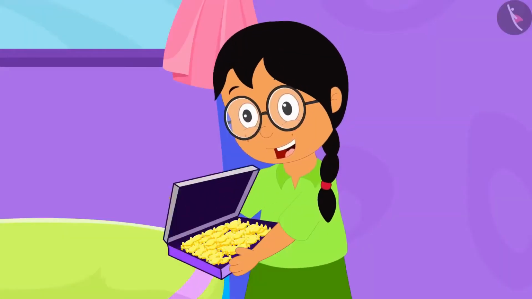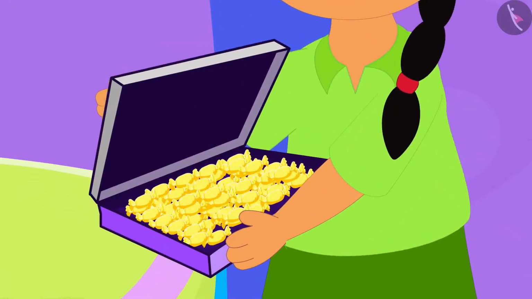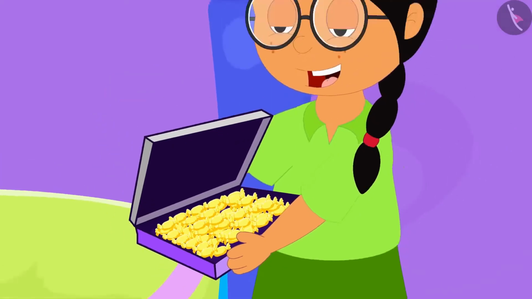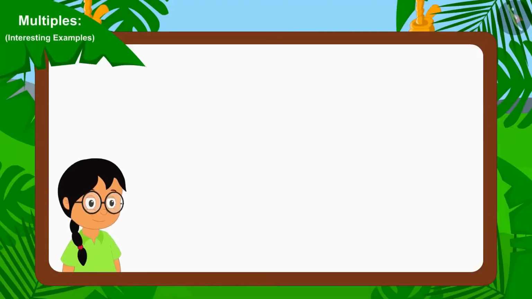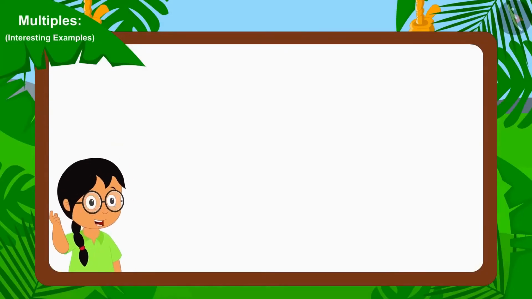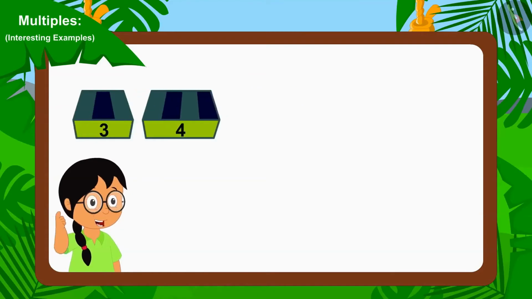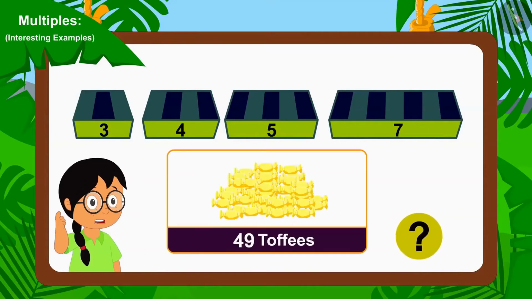First, Meenu opened a packet of pineapple toffees brought by her uncle. It has a total of 49 toffees. Now, Meenu is thinking which one out of the group of 3, 4, 5 or 7 should she use so that all the toffees are distributed equally.